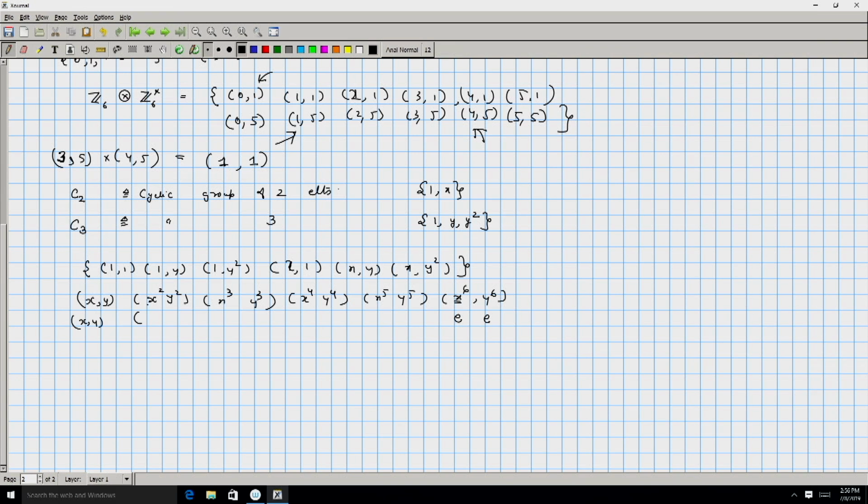Now, xy is one element that is present. x square is going to be identity, so this is going to be 1 y square, and x cube is just x. And x raised to 4 y raised to 4 is 1 y, because y cube was 1, and x raised to 5 y raised to 5 is x comma y square. So, note that this collection, instead of E we will write the identity as (1,1).